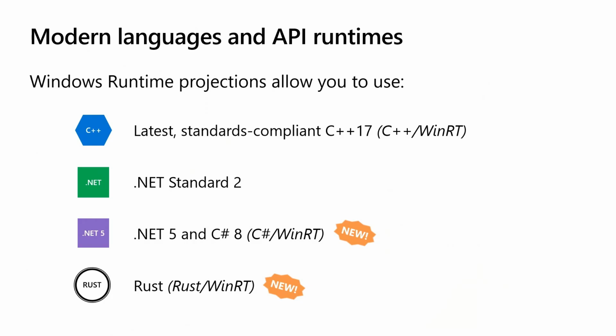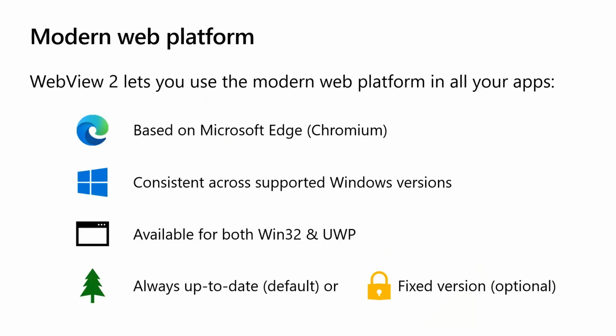.NET Standard 2, as you've been able to use with Windows runtime projections. And earlier today, we made public the C#/WinRT project. And so that lets you use .NET 5, .NET Core, C# 8, all of those with Windows runtime APIs. And we also have Rust/WinRT. That's a hot new language a lot of people are excited about, and you can use that as well. And so we're trying to keep abreast of the modern languages and API runtimes.